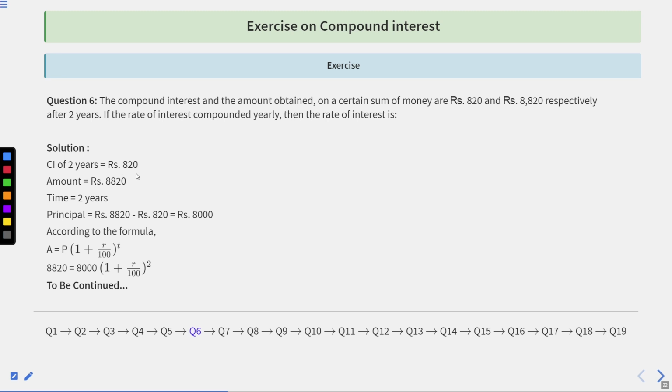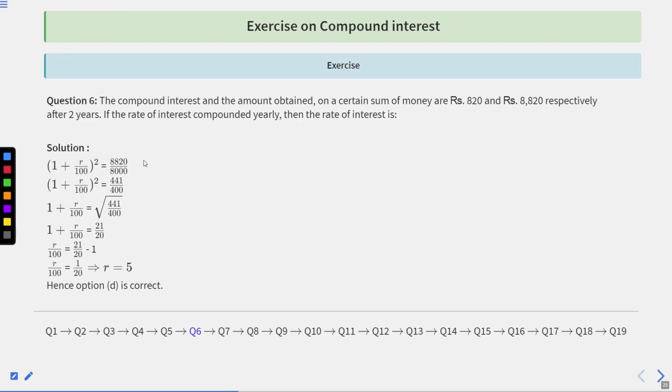Compound interest for 2 years is given to be 820 rupees and the amount received is 8820. So the time is given to be 2 years. So the principal will be the amount received minus the compound interest, that is 8000 rupees is the principal amount. So now according to the formula, we have amount A equal to principal into 1 plus r upon 100 to the power t. So that is 8820 equal to 8000 times 1 plus r upon 100 whole square. So r is to be found here.